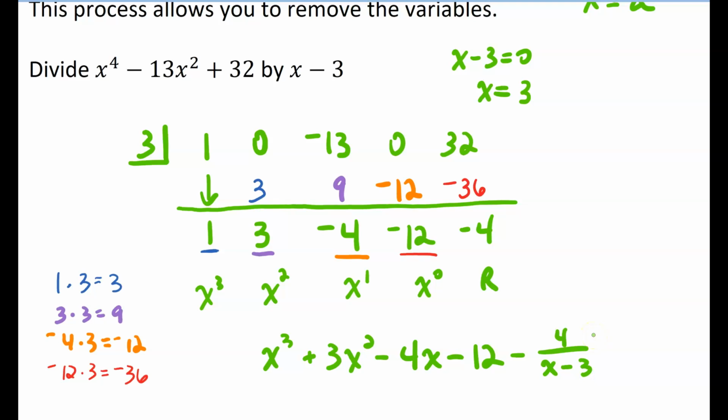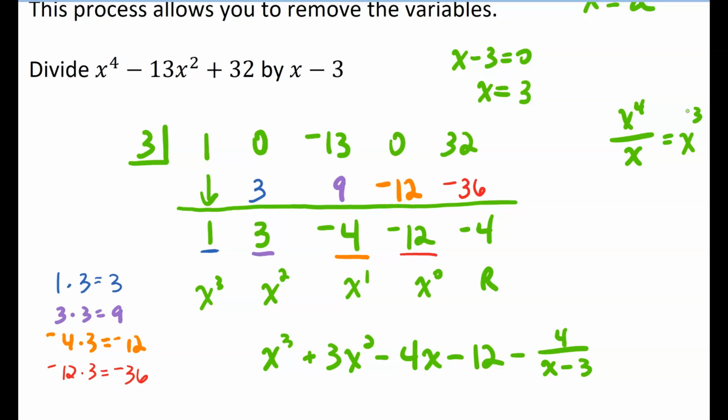Because we took an x to the 4th term and divided an x. So it's like having x to the 4th over x will give us an x cubed. Okay. We need to do another one of these.